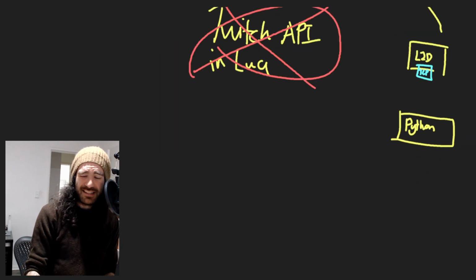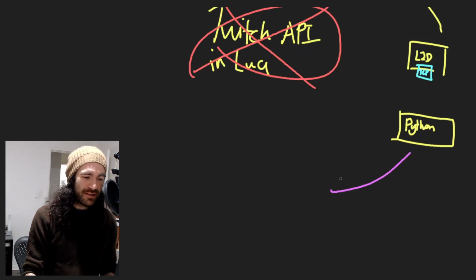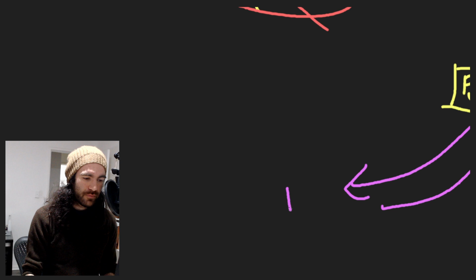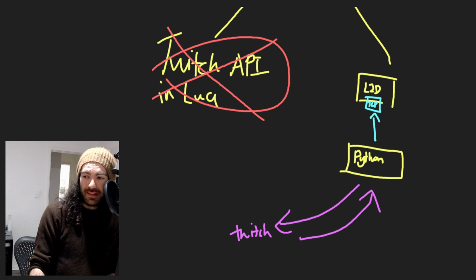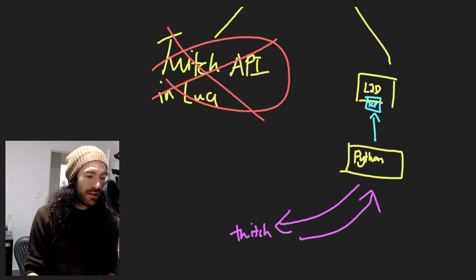Which listens, I think it's actually WebSockets now, right? So this goes out and does Twitch, and then forwards events on to our little Love2D program. I think that would be much simpler. Why no Twitch API? Well, we're going to use the Twitch API.